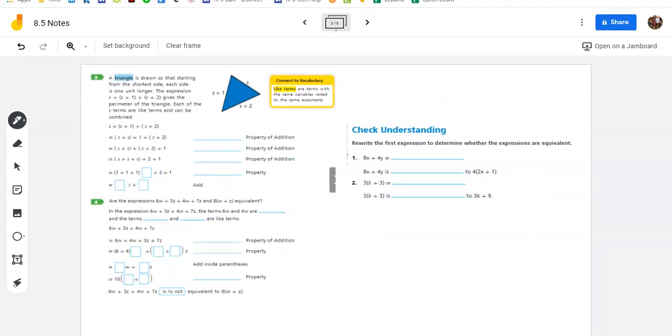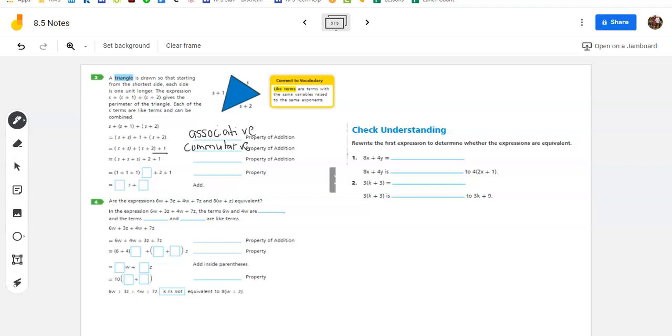A triangle is drawn so that starting from the shortest side, each side is 1 unit longer. So I have S, and then S plus 1 and S plus 2. Okay, so this first one, the groupings, you saw that they changed the groupings. It does not matter. That's the associative property. Then they mix the numbers up here, all through here. That when we're adding, that means it's going to be commutative property because I can put adding or multiplication in any order, and I can still get the same answer.